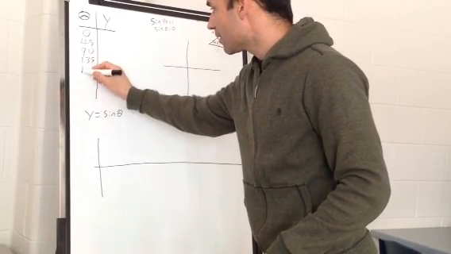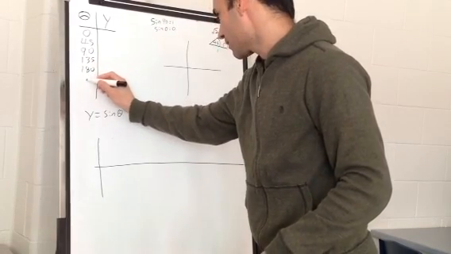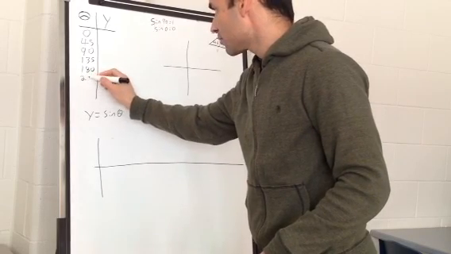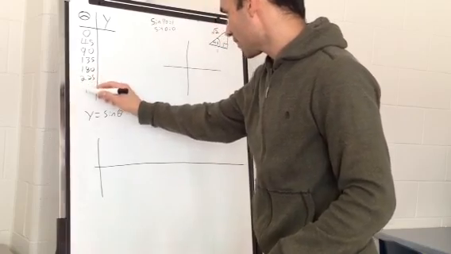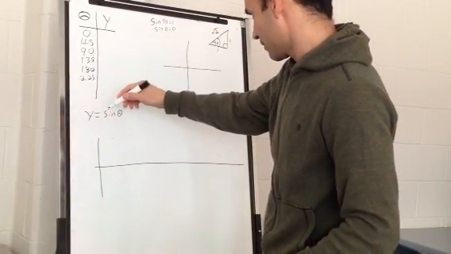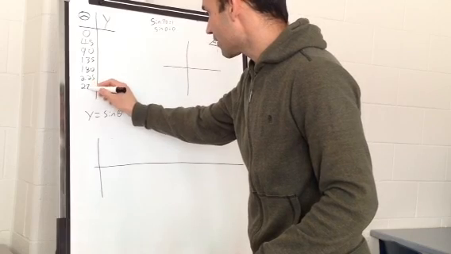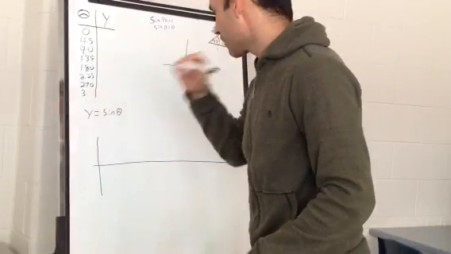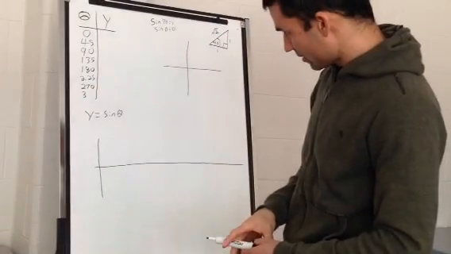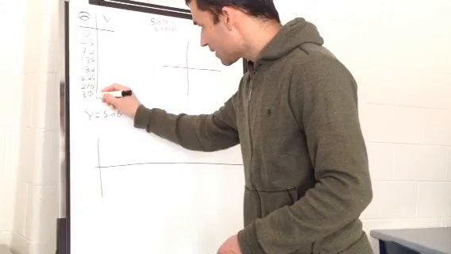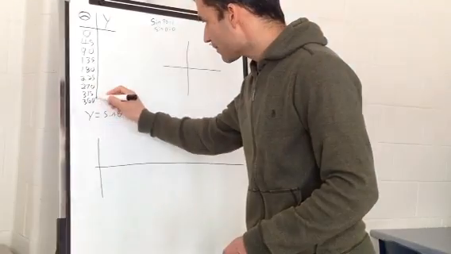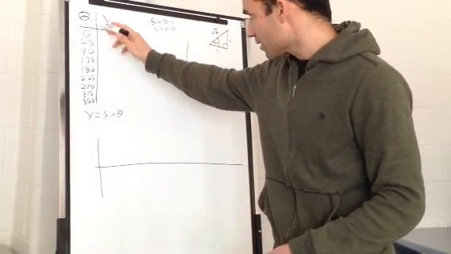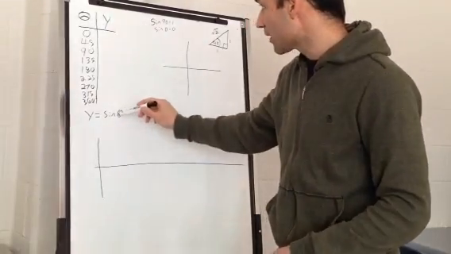135, 180, 225, 270, 315, and 360. So we're going to find the y value that goes along with each of these angle values when we're finding the sine of it.